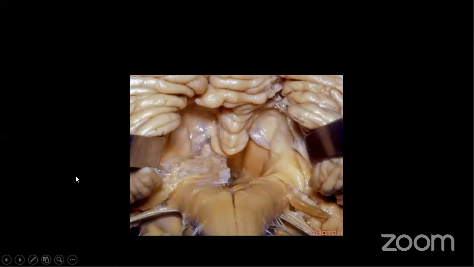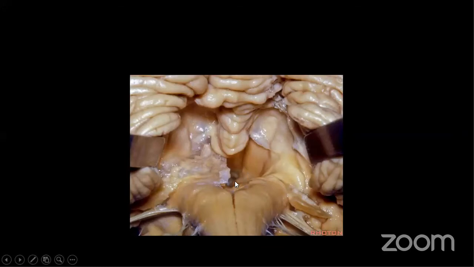So this is another diagram showing the dissection. We can appreciate this is the cerebellar tonsils, this is the uvula, this is the inferior medullary velum. These are the tela choroidea. Within it we have choroid plexus. We have removed the tela choroidea and the choroid plexus from the left side.